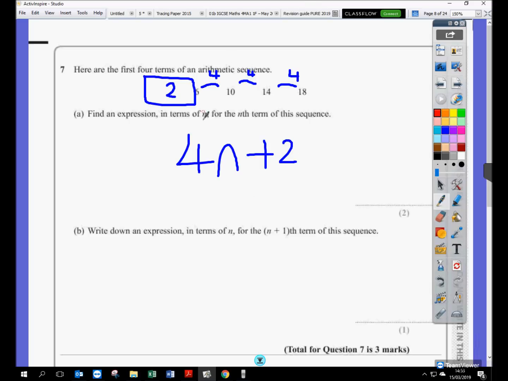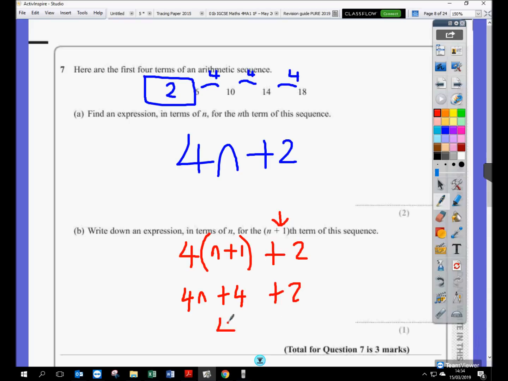Now, write down an expression for the n plus 1th term of the sequence. The way that you do this is you replace n with n plus 1. So in your answer to part A, change the n to n plus 1. It's not the nth term anymore. N has changed to n plus 1. Brackets are essential here. When you multiply out the brackets, you end up with 4n plus 4 plus 2. And then the final answer is 4n plus 6.